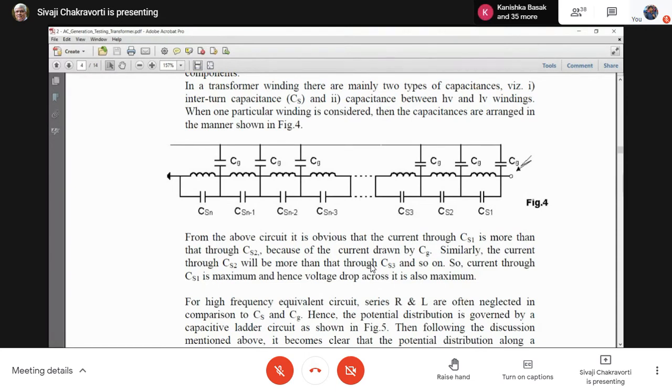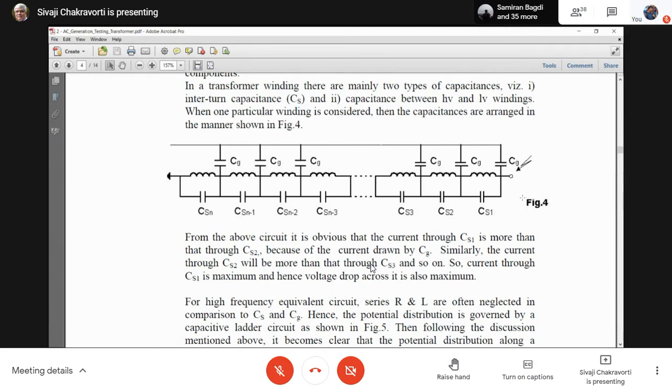The right side is the high voltage terminal and the left side is the earth. You can see the series inductance is shown. I have not shown the series resistance because compared to the series inductance, the series resistance is much lower. Then you can see that in parallel with the inductance, we have a CS, which stands for the series capacitance. These inductances are distributed over the entire winding because a transformer winding, particularly a large transformer winding, is not a small winding.